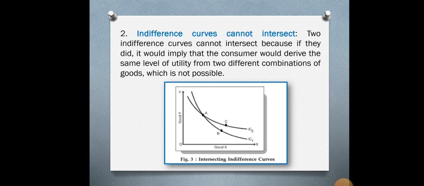Now what is happening is that point A coincides on both the curves because they are intersecting each other. Since A is initially shown on IC2, the utility derived here has to be 10. But since there is an intersection, and at the point of intersection the value becomes equal, as per the rule of intersection it has to be equal to point B's utility also, which is 8, which is not possible. So that is why two indifference curves can never intersect each other.